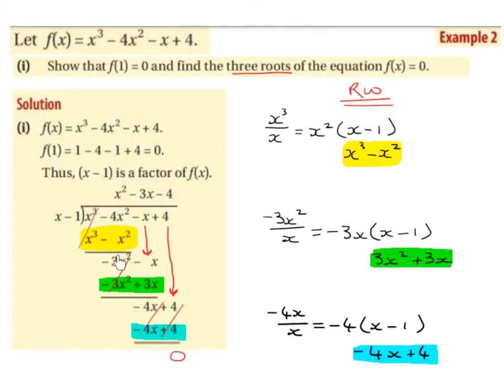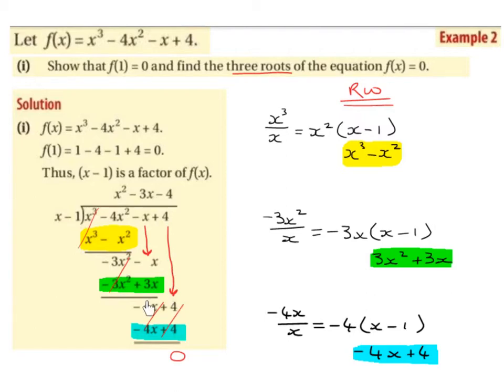So we have minus 3x squared divided by x, gives us minus 3x, which we write up here. And minus 3x we multiply by the factor x minus 1, and minus 3x times x minus 1 is minus 3x squared plus 3x. So we write that down here. So then we go again, these will cancel. We change this to a minus, so minus 1x minus 3x is minus 4x, and we bring down the plus 4. And then we go again.